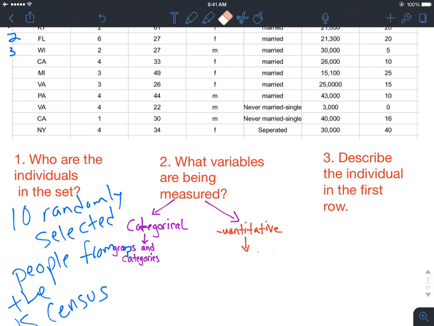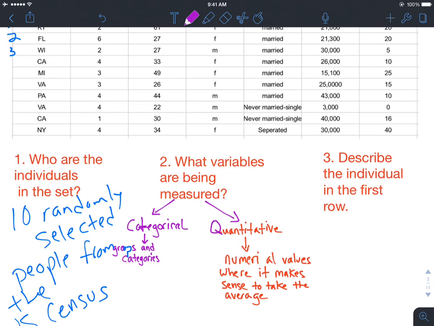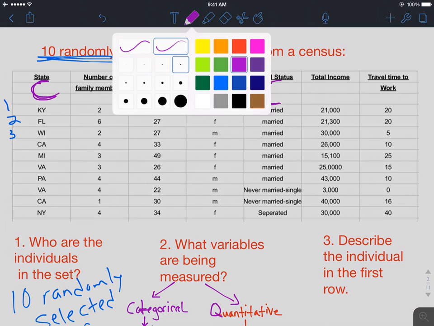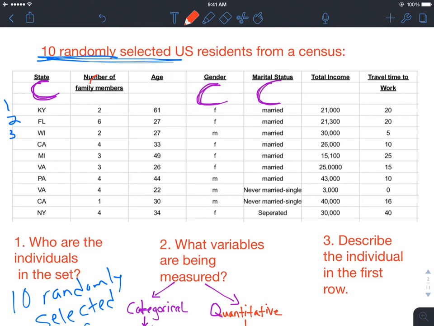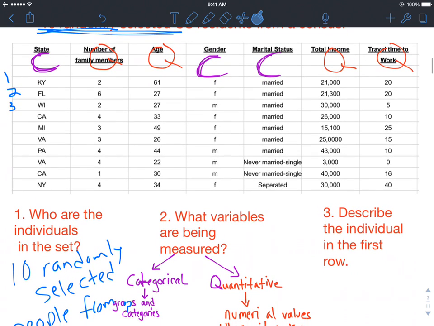So that leaves us with a different type, and that is quantitative, which is numerical values where it makes sense to take the average. So quantitative would be number of family members, age, income, and travel time to work. Because you could take the averages of all of those, and those are represented by numbers.